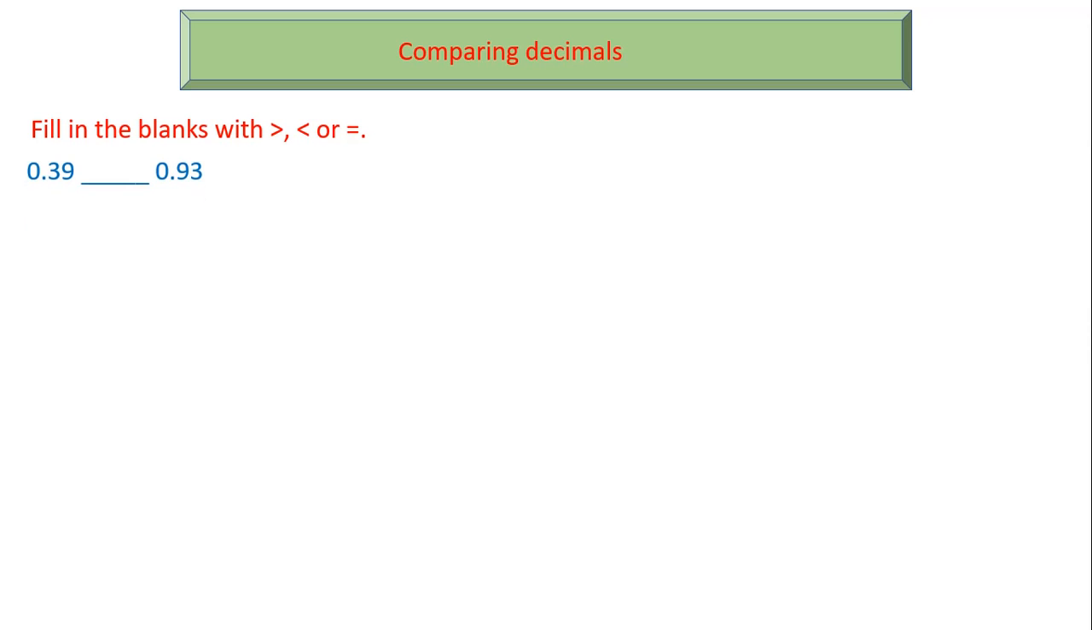They are given two numbers. The first number is 0.39, the second number is 0.93. They are asking us to compare these two numbers.